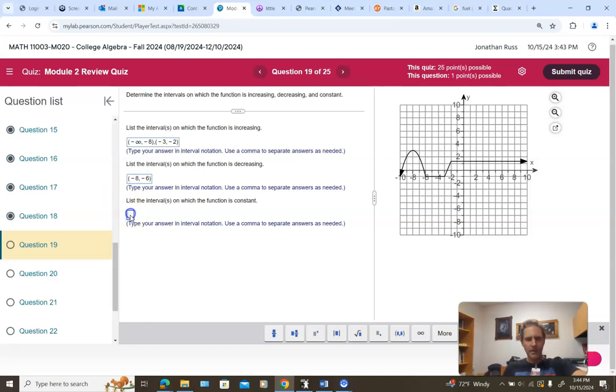And then where is it constant? Well, there's a couple intervals right here. So from negative 6 all the way to negative 3. And then again, starting right here at this point, whose x coordinate is negative 2 onward. So from negative 2 to positive infinity. Okay.